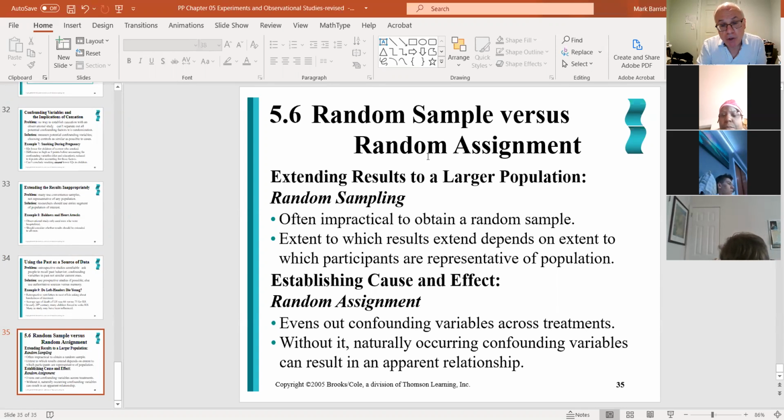Random assignment has only to do with experiments. And the purpose of random assignment is to make sure that you control for other variables, and therefore you can talk about a cause and effect relationship. So please, this last slide here is very important to be able to distinguish between these two terms, random sampling and random assignment. Make sure that you understand the difference between the two. All right, so that's it for chapter 5. That's it for everything we're going to be covering for test number 1.